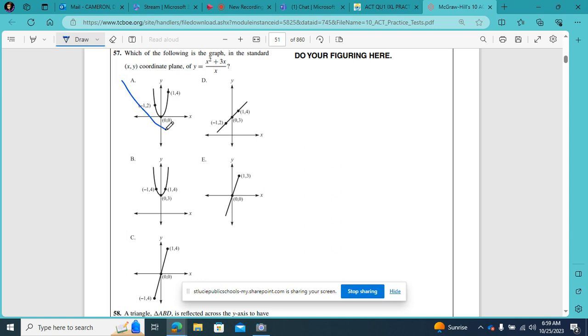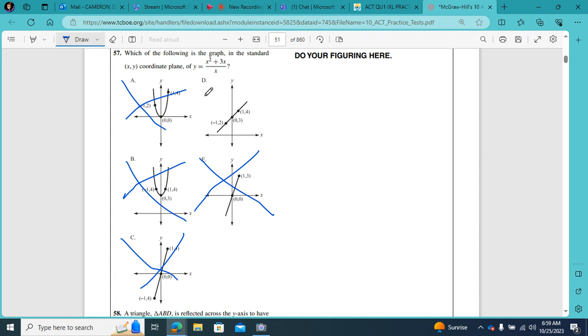So out, not it. And the other thing that I see is both E and C have the line going through the origin, which my graph on my calculator does not. So out and out. And that only leaves us with answer choice D, which is the correct answer.